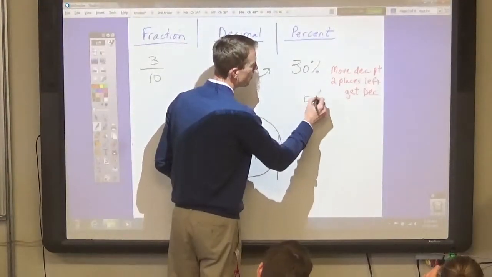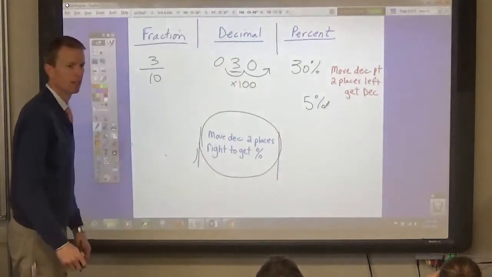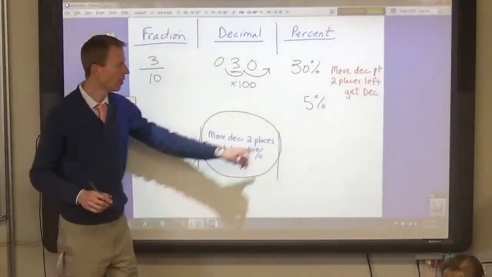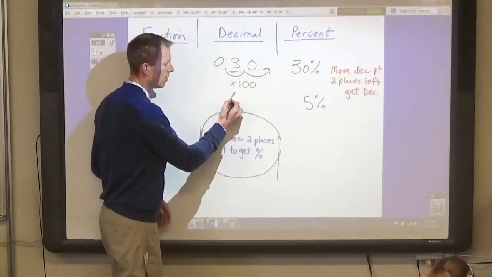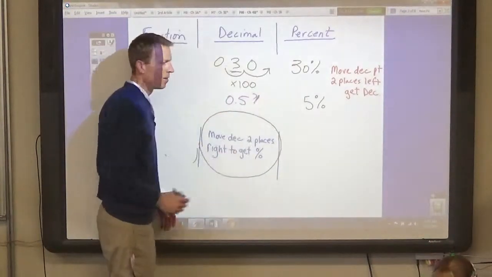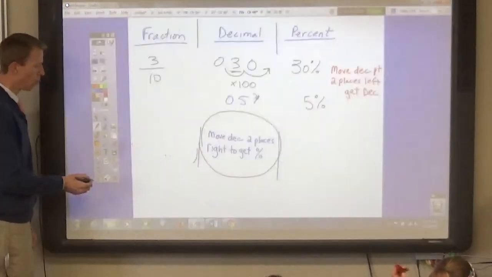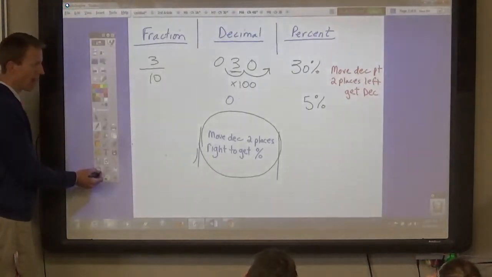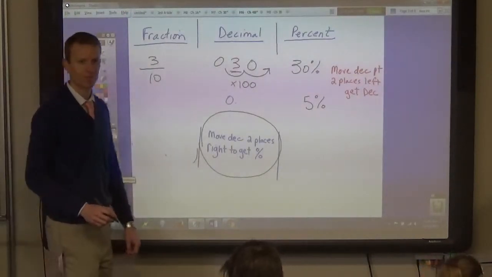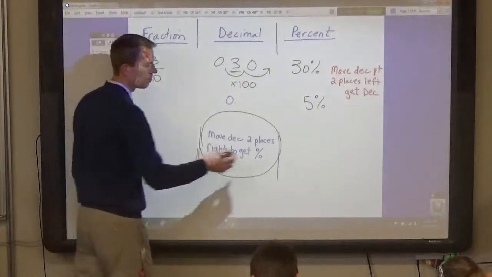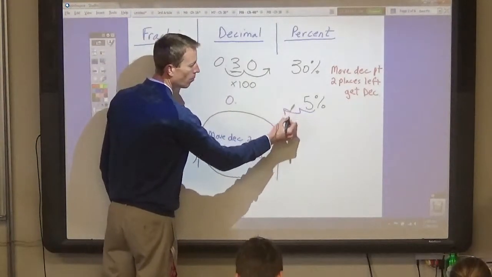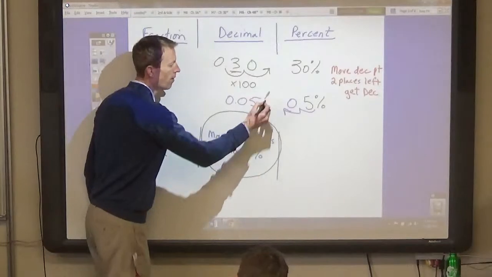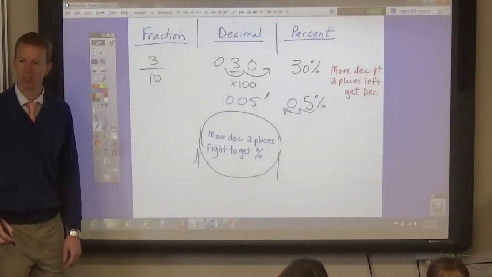Oh, what if we have 5%? How would we change 5% to a decimal? Now there's only one place. So is this 0.5? What would 0.5 be? What percent? That would be 50%. So it can't be 0.5. Cool? It's 0.05, 5/100. When you move the decimal place, again, you have to fill this spot with a 0. So it's 5/100.